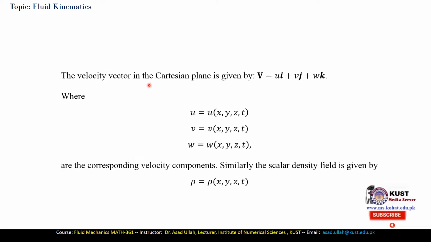Now the velocity vector in the Cartesian plane is given by v is equal to ui plus vj plus wk. Here the velocity components u, v and w depend on x, y, z and time t. Similarly, the scalar density field also depends on x, y, z and time t. Throughout this lecture, the boldface notation will be used for the vectors.